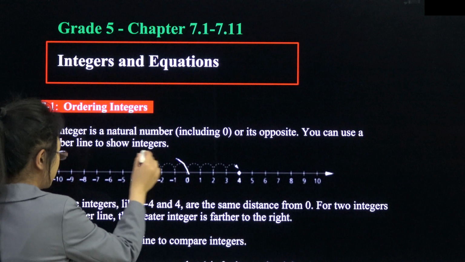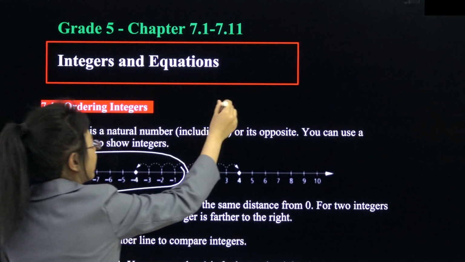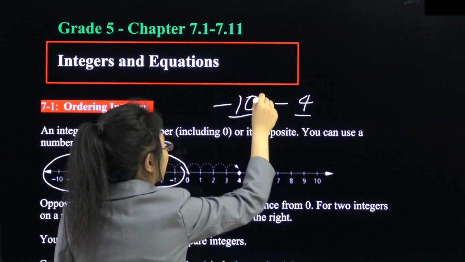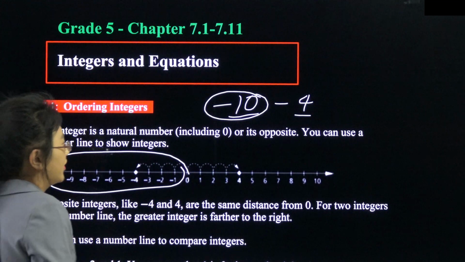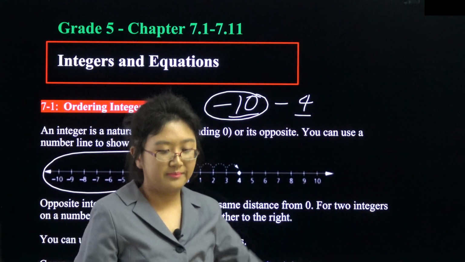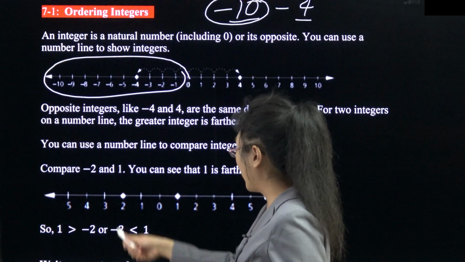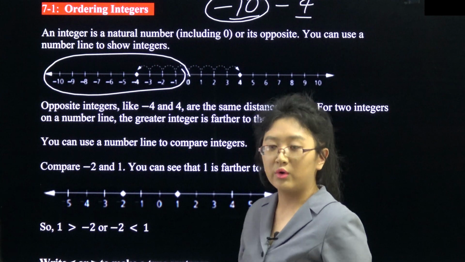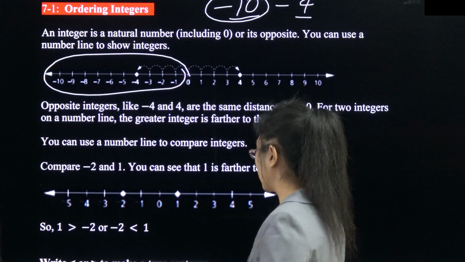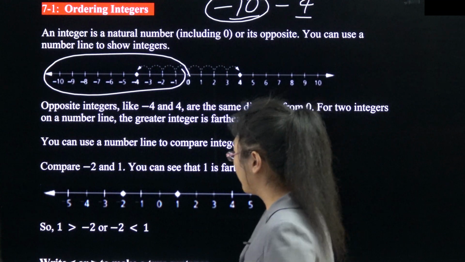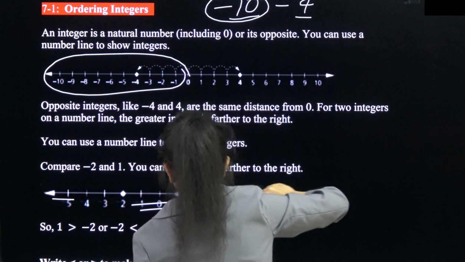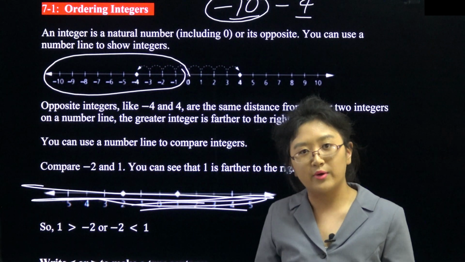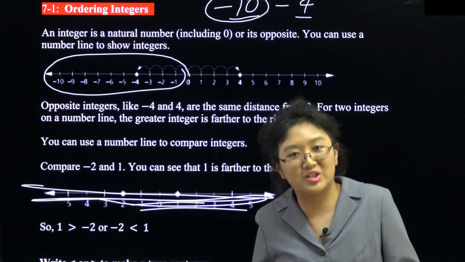But the thing is, for negative integers, the bigger the number that follows the negative sign is, the smaller the number is. So -10 is smaller than -4. Now, for example, compare -2 and 1. -2 has a negative sign, therefore it will always be smaller than anything with a positive sign. So you can see that 1 is further to the right, but if you completely ignore this, you still realize that -2 has a negative sign, so it's going to be smaller than 1, which doesn't have a negative sign.